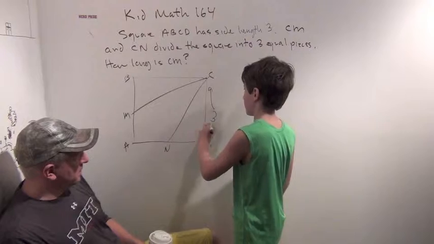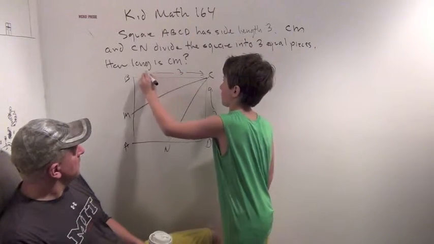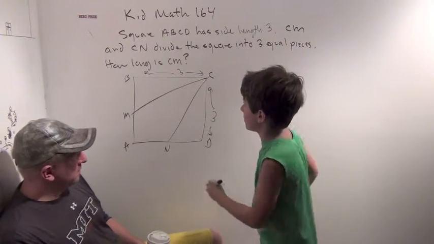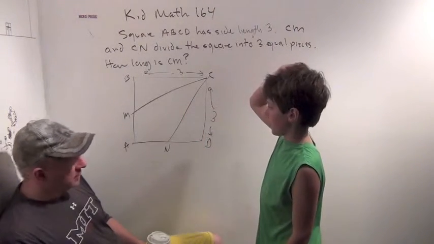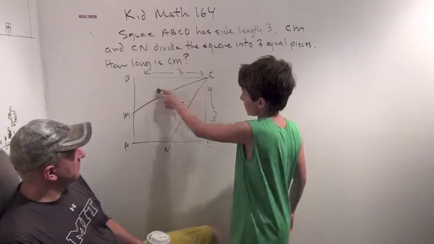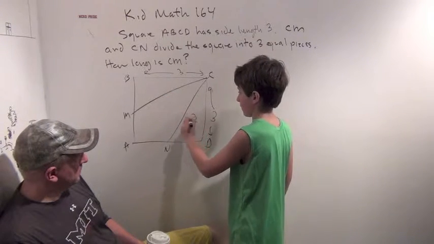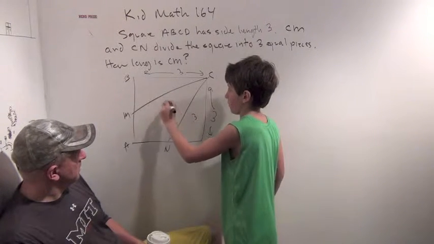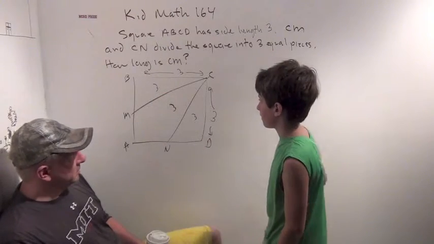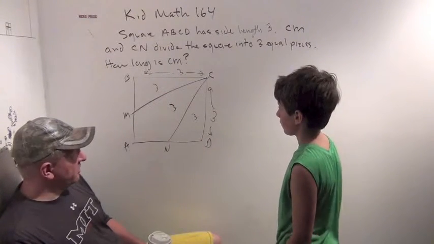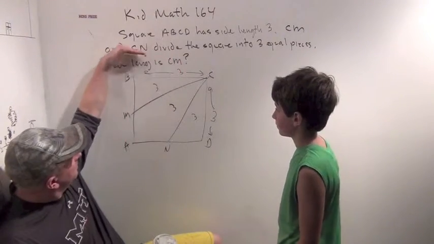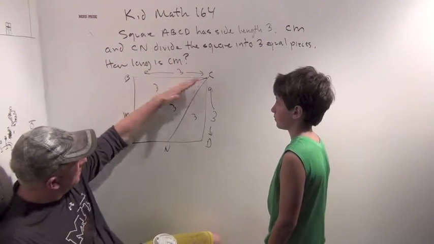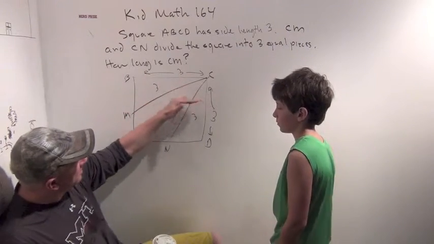Well, since this is 3 by 3, the area is 9, and it says these were all equal. The area of the entire square is 9. Okay, all these pieces are equal. So these have to be 3. Okay. So that's one very important observation, right? And that's using the information from the problem that said these lines chop it into 3 equal pieces.